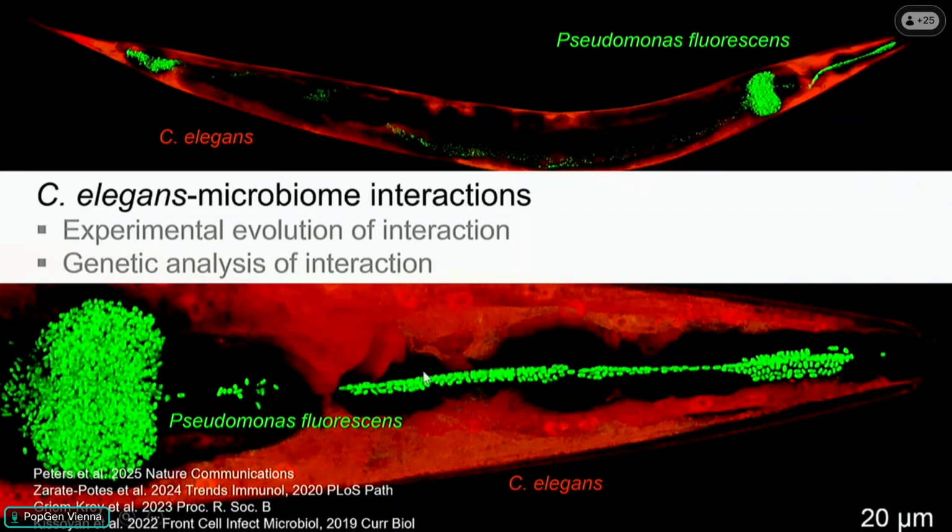What you see in the background is C. elegans colonized with a member of its microbiome, Pseudomonas fluorescens, that especially accumulates at the beginning of the gut and in the hindgut region.